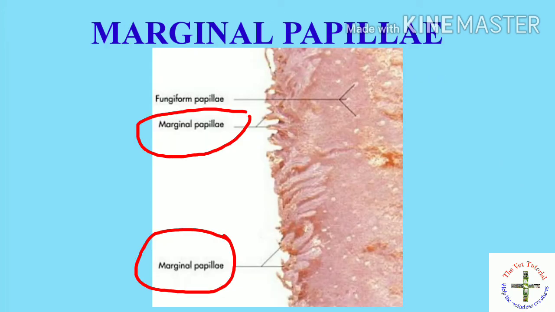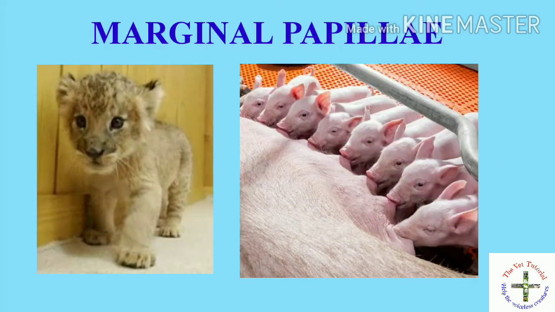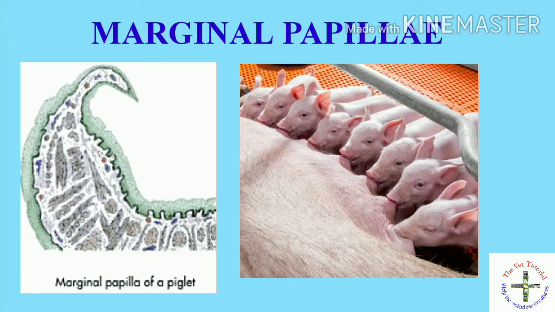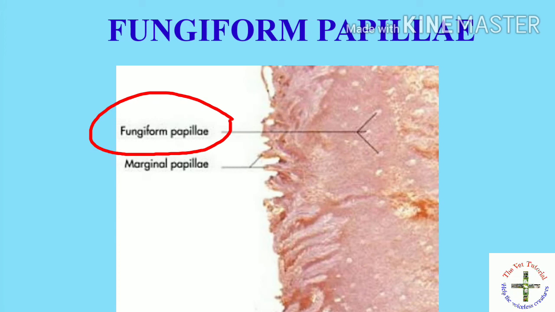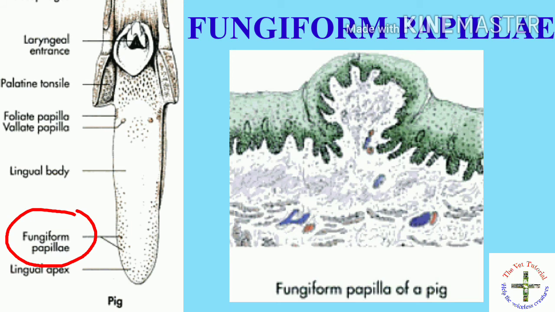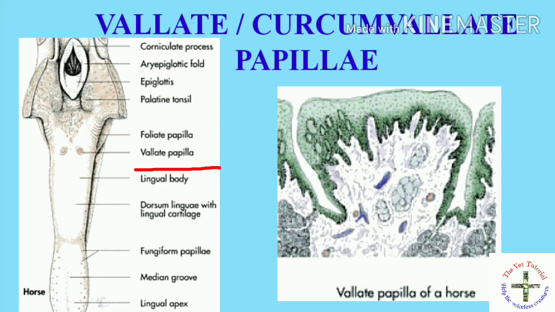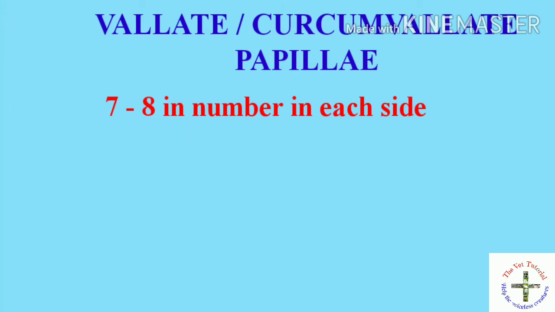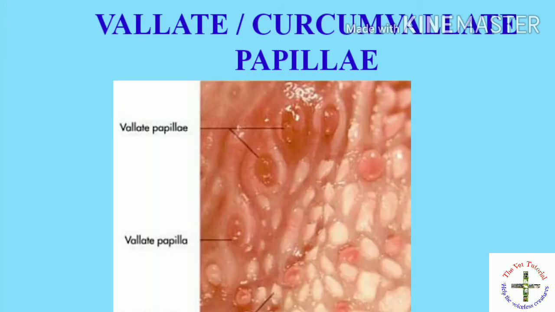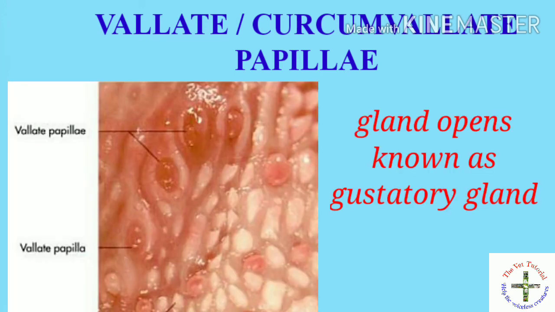Then the marginal papillae. These are present only in newborn carnivores and piglets. It helps in suckling. And then we study about fungiform papillae. It is larger than filiform papillae. It is scattered among the filiform papillae and it has taste buds. Then study about vallate and circumvallate papillae. It is larger in size and it is 7 to 8 in number on each side. Each papilla is encircled by a wall, that is why it is called circumvallate papillae. And the gland that opens at the vallate papillae is known as gustatory gland.